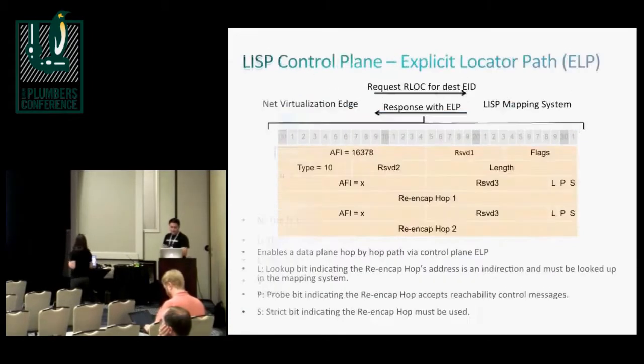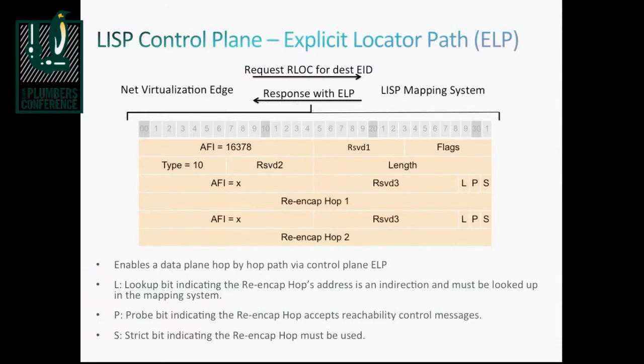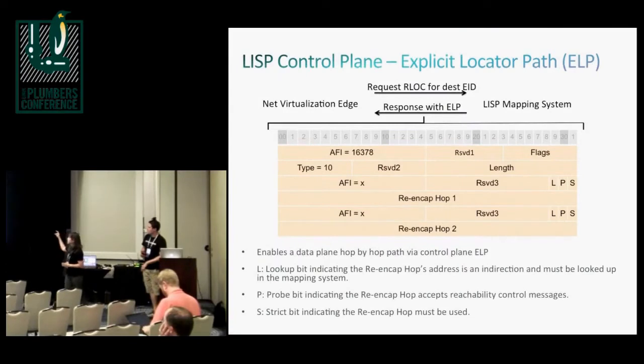The next. Oh, actually, just one thing on the previous one. We have a few flags there. There is a strict S flag, for strict, which enables us to define hops that are not strictly to be enforced.